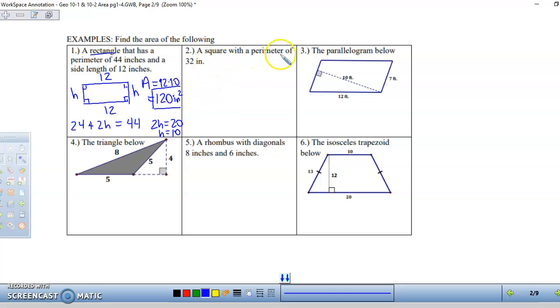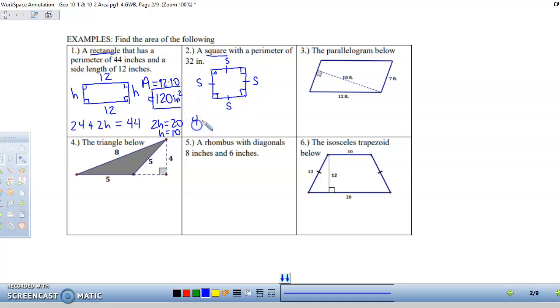All right, number 2, same type of concept, but you're doing it with a square. So please pause and try this one by yourself. Okay, welcome back. So you have a square. Always draw the shape. Okay, and I know that the perimeter is 32. And for a square, all of these are the same.